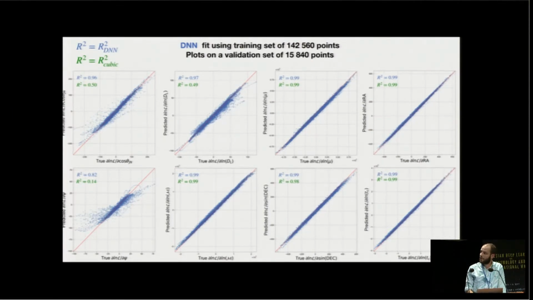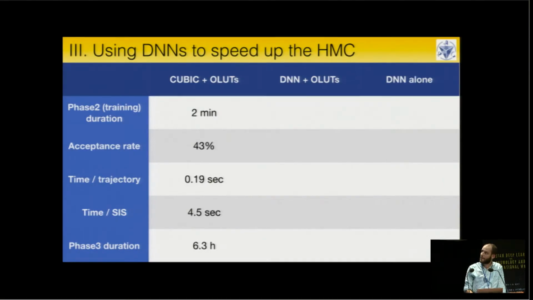So now when we plug that in instead of the cubic fit, so that was the results for my cubic fit, 2 minutes for the training, 43%, etc. So 6 minutes training, but now I have an acceptance rate which has gone from 43 to 52%. The time per trajectory is about the same, but since my acceptance rate has gone up, I collect statistically independent samples quicker. And so in the end, I gain like an hour on the entire phase 3.